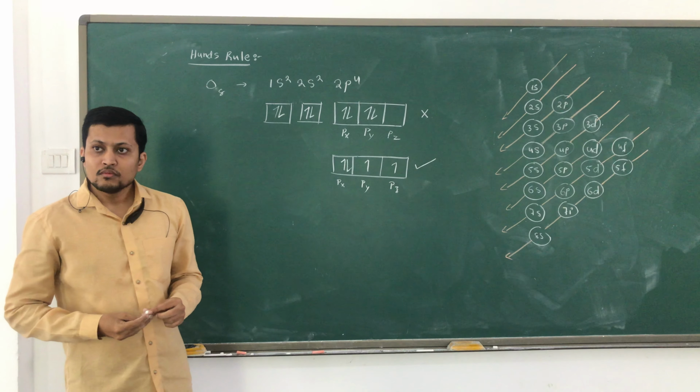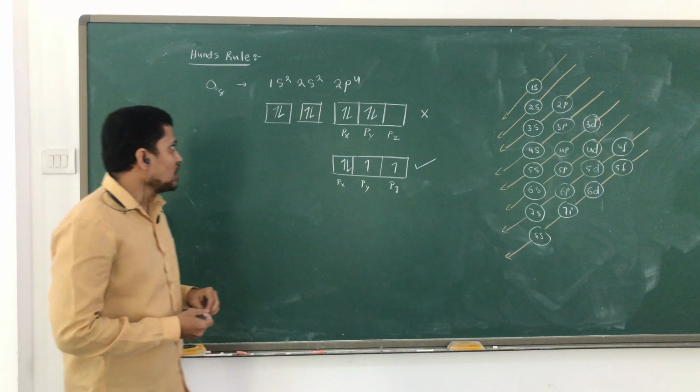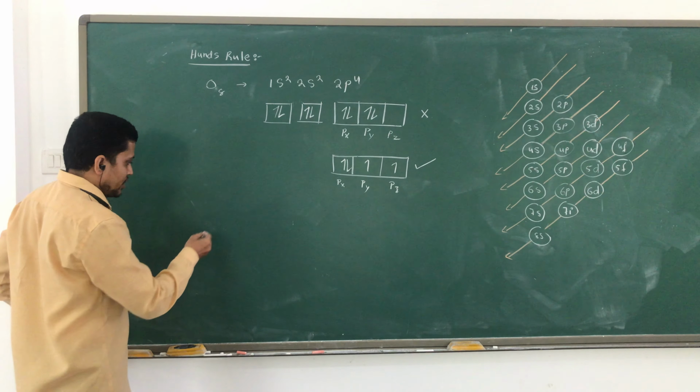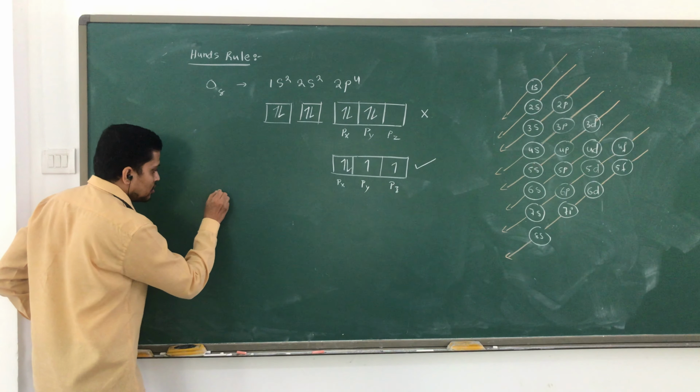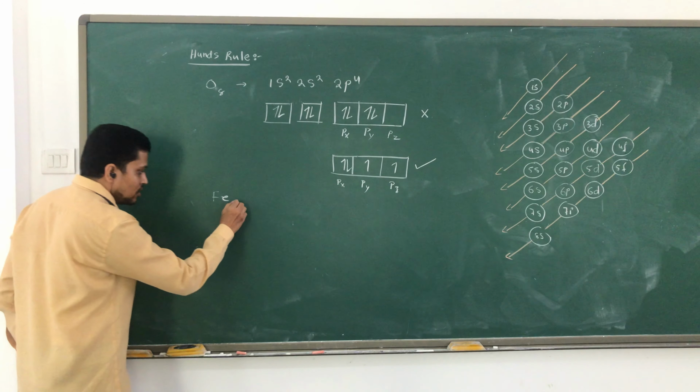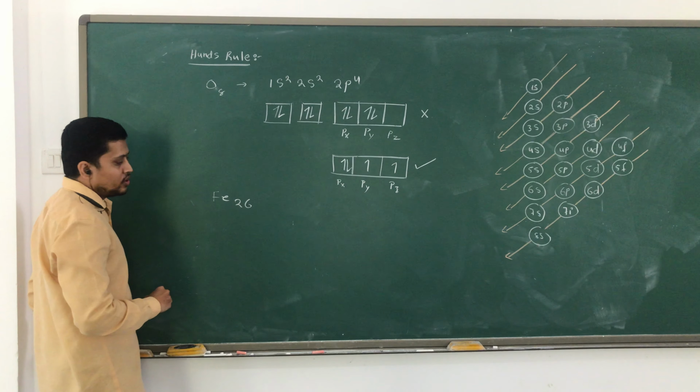Explain the d orbital also. Okay, I'll explain the d orbital also. I'll explain one more, that is the d orbital. As an example, I'm taking iron. For iron, the atomic number is 26.